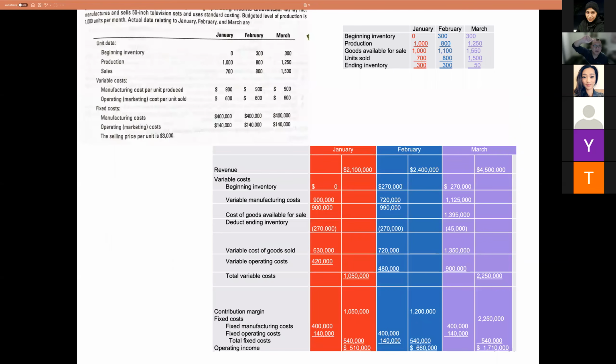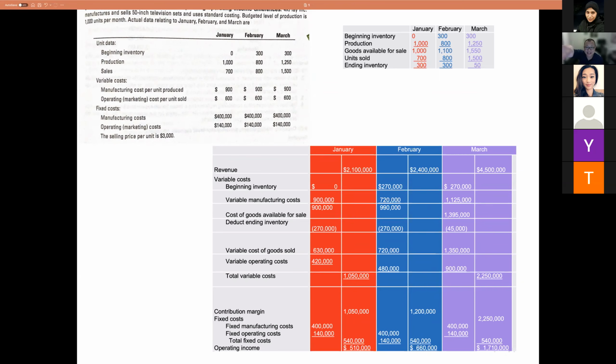So the production cost has two components: variable manufacturing versus fixed manufacturing. What is the variable manufacturing cost per unit? 900. And what is the fixed manufacturing overhead per unit? 400. Together? 1,300. So the manufacturing cost per unit is $1,300 per unit.